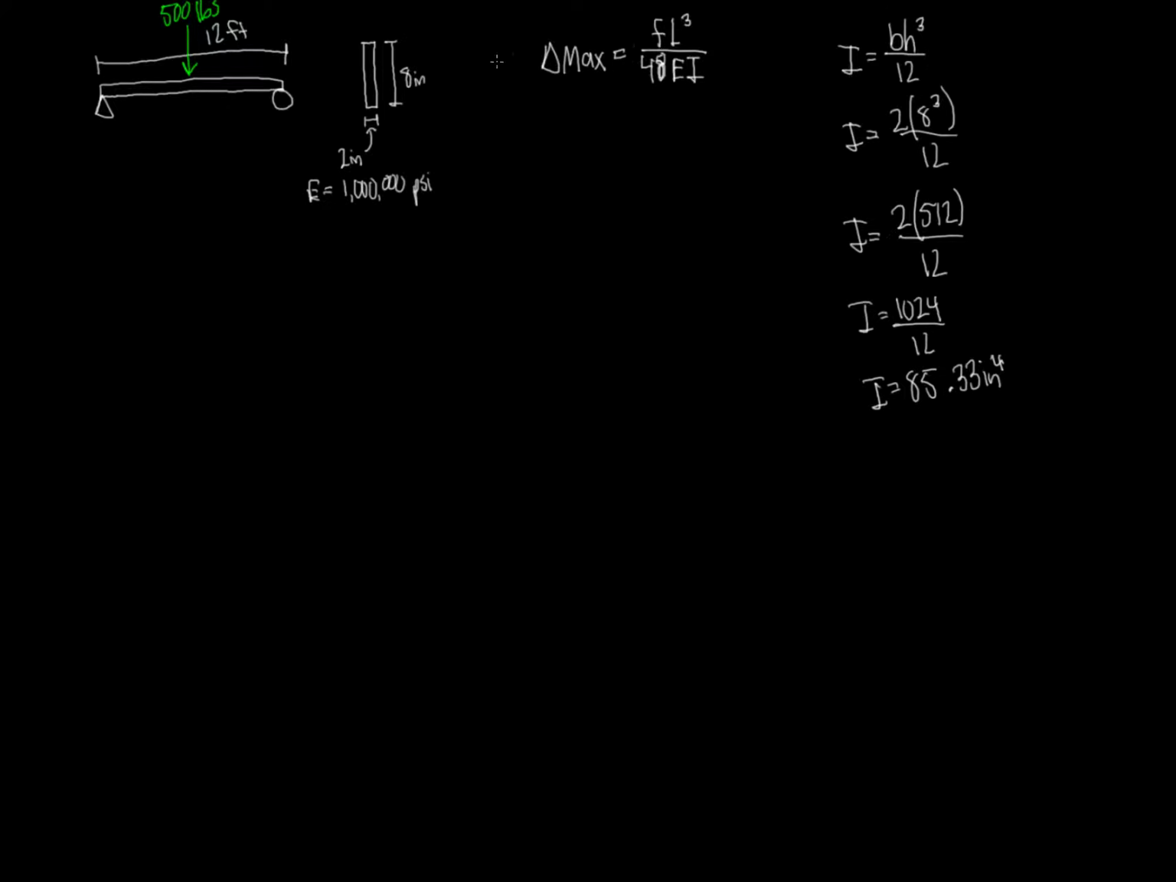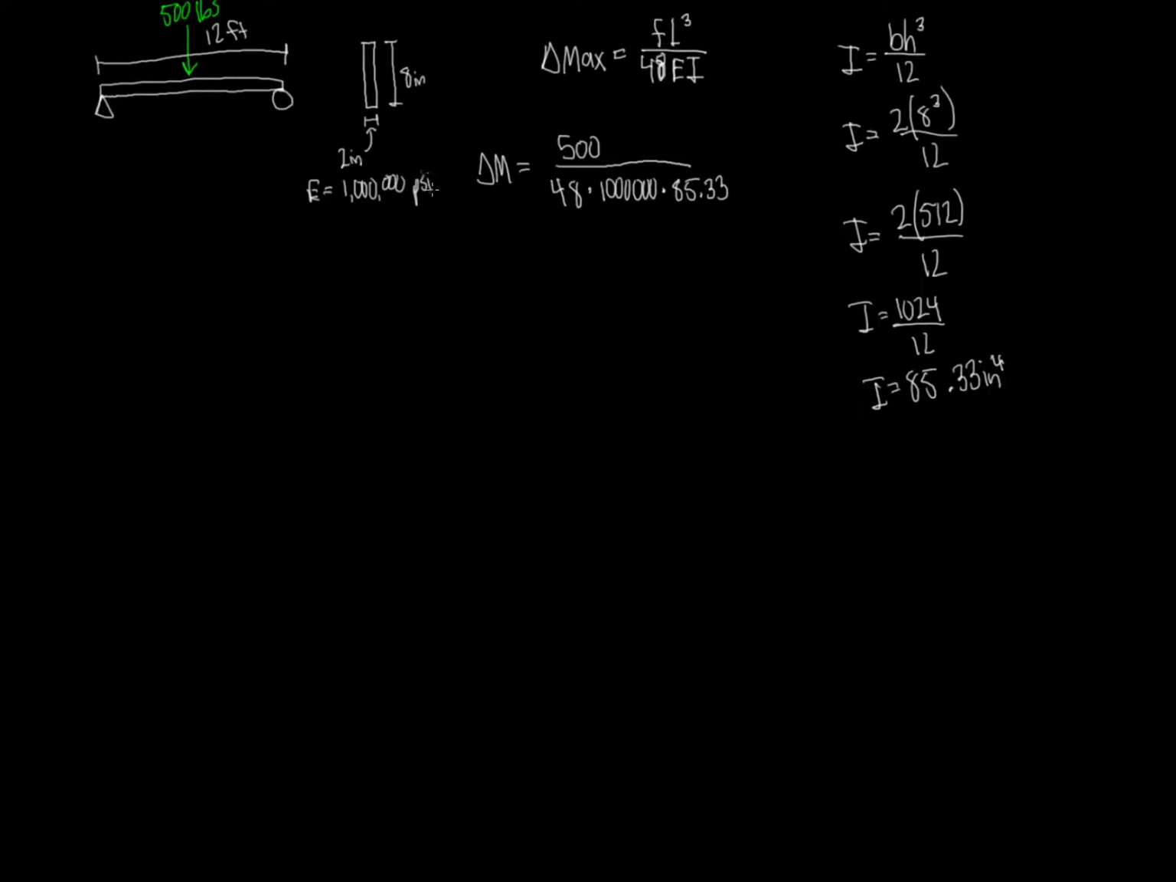Then what we're going to do is put all these things in here. Now there's one key thing you have to pay attention to. You have to pay attention to a lot, but there's one key thing that a lot of people make a mistake on. So when we put this in, we'll just call it delta M, just for short. So the force is 500. Now, I'm not going to do anything with that L yet because I'm going to talk about that L. 48 is a constant. E is our modulus of elasticity at 1 million. And our I is 85.33.